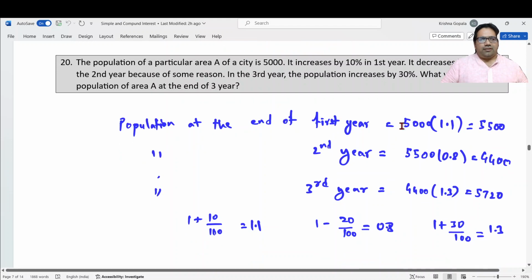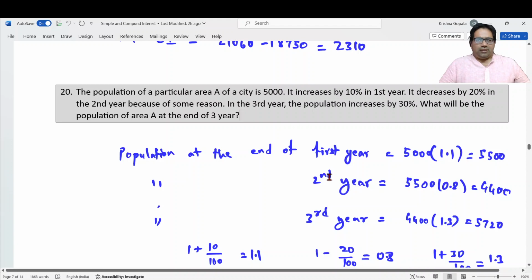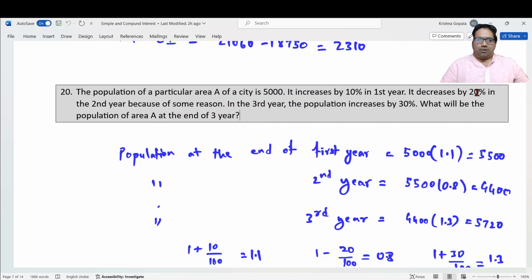So at the end of the first year, we started with 5,000. 5,000 into 10% increase. 10% increase means 1 plus 10 by 100, which is 1.1. At the end of the first year it is 5,500. Now at the end of the second year, that means the beginning of the second year is 5,500. In this 5,500, 20% is a decrease. That means 1 minus 20 by 100, which is equal to 0.8.